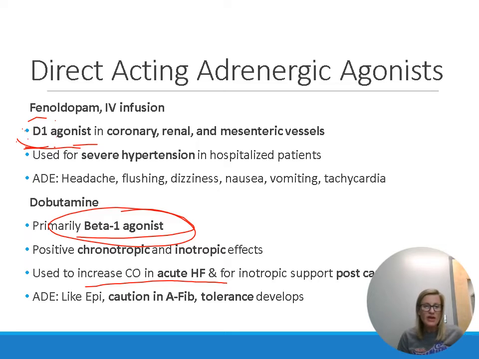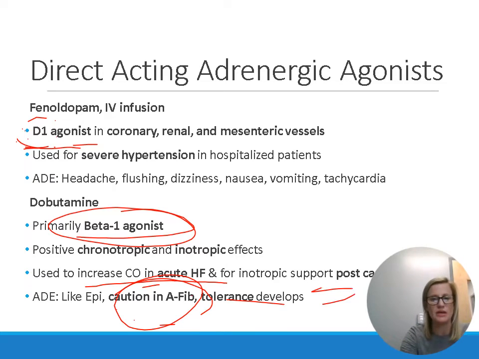The adverse drug effects include, just kind of like epinephrine, again, increased heart rate, so tachycardia. We can see an effect on blood pressure because of the increase in cardiac output. We can see issues with arrhythmias because we're affecting heart rate. Caution in patients who have AFib, because you don't want to increase the heart rate even more. And the reason we bring this up now is because sometimes that happens after someone's had cardiac issues.